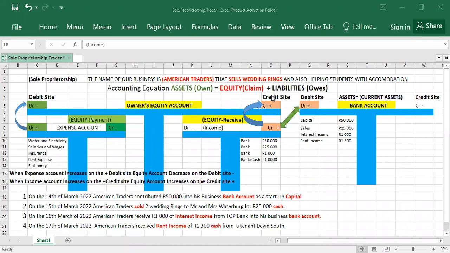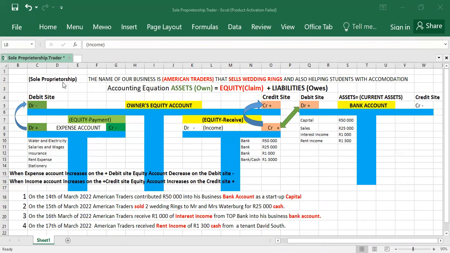Today we are going to be focusing on two accounts, the owner's equity account and the bank account. However, we are going to be applying the accounting equation. As we all know, the accounting equation says asset is equal to equity plus liability.